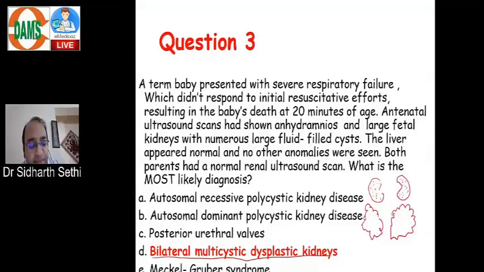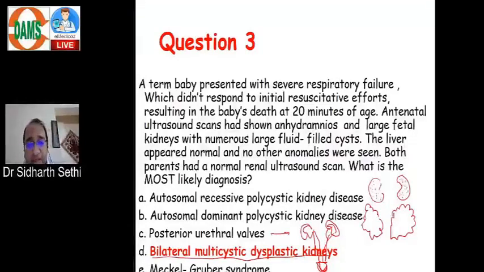AR PKD presents early. Now posterior urethral valve will usually present with both kidneys showing hydronephrosis and dilated ureters, a thick walled bladder. So there's a valve here. Posterior urethral valves will classically present with bilateral hydroureteronephrosis and a thick walled bladder. Meckel-Gruber syndrome is a rare syndrome in which you have cystic kidney disease. This child doesn't have a syndromic association here. So this is bilateral multicystic dysplastic kidney, which is rare.